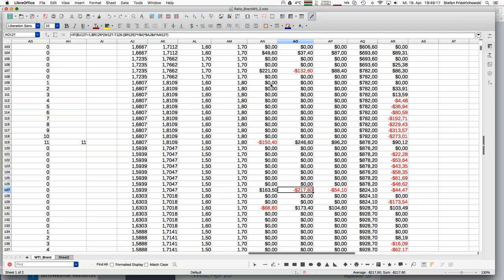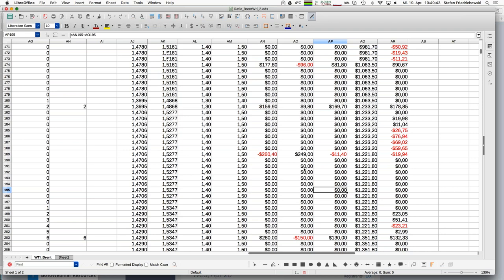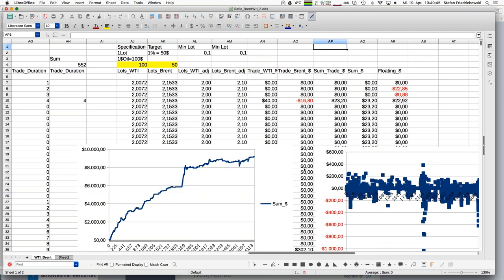And so that you don't think that everything is positive, here, for example, is a result. There's a trade ending finally, even with the sum with a minus, and you will find other examples as well within the Excel sheet. So it's not a money printing machine, but in most cases we have more profits than minus results on the opposite trade.